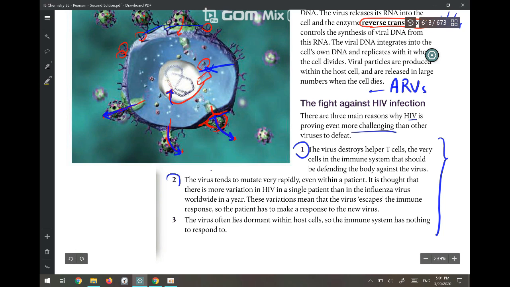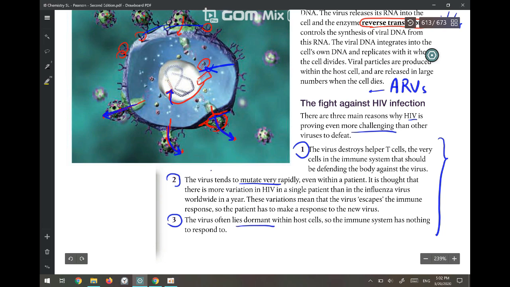The second reason is that the HIV virus mutates very rapidly, even inside the body of the patient. You can have a patient that is infected with one type of HIV, but through the course of the illness, when you check the patient, you can see that there are several types of HIV inside her body and her cells. Even the mutation of the HIV virus is more than mutation of the influenza virus.